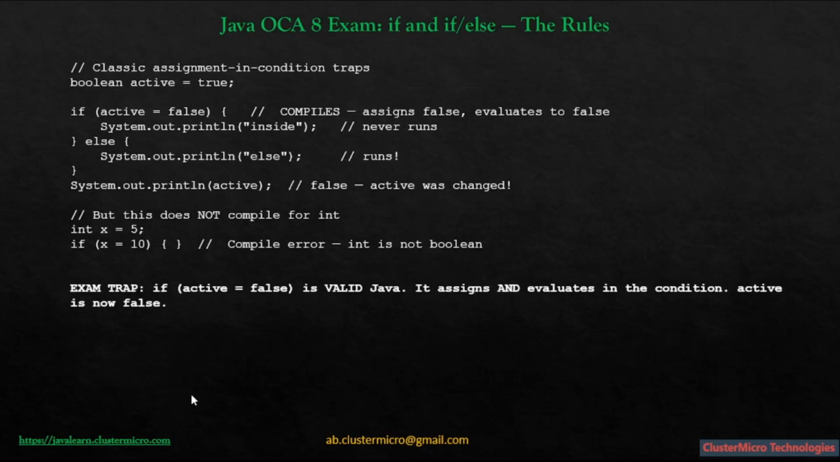This behavior only works with boolean variables. For example, writing if x equals 10, where x is an int, will cause a compile time error. This is x equal 10, which is not a boolean expression, right? So it will lead to a compile time error. That is because assigning 10 to x produces an int value, not a boolean. Since the condition in an if statement must evaluate to a boolean, Java does not allow such expressions.